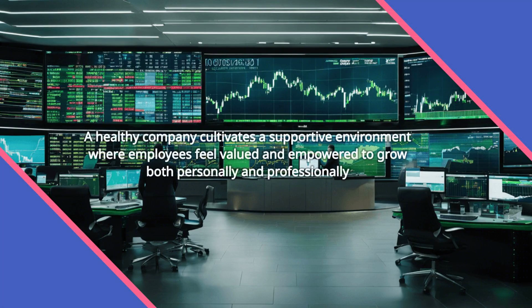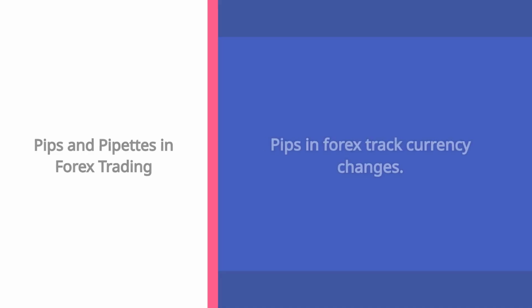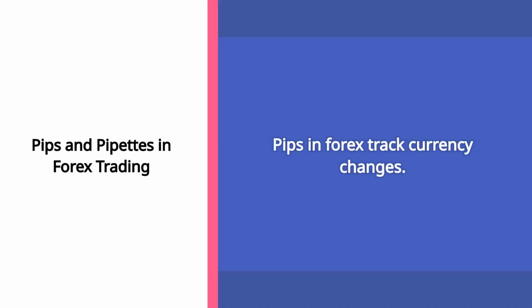The pip value changes based on the currency pair, the exchange rate, and how big the trade is. For example, in the EUR/USD pair, a pip is valued at $1 for a 10,000 euro trade. Knowing how to calculate pip value is key for understanding possible profits and losses. Pips track currency changes in Forex.